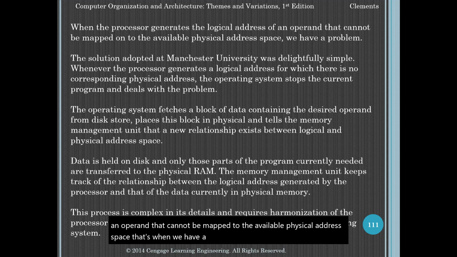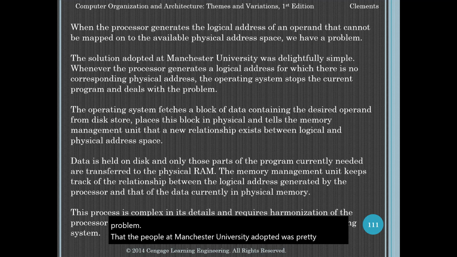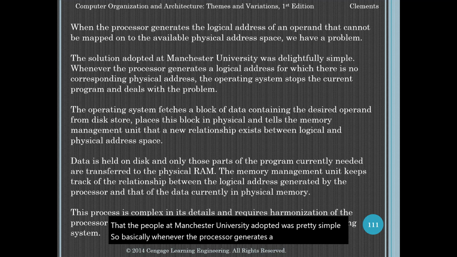And then the solution to this problem that the people at Manchester University adopted was pretty simple. Basically, whenever the processor generates a logical address for which there's no corresponding physical address, the operating system just stops the current program and deals with the problem, because the operating system is the one responsible. It's going to go fetch a block of data containing the desired operand from the disk store, place this block in physical memory, maybe overwrite any old data, and then tell the memory management unit that a new relationship exists between this logical block and the physical address space.